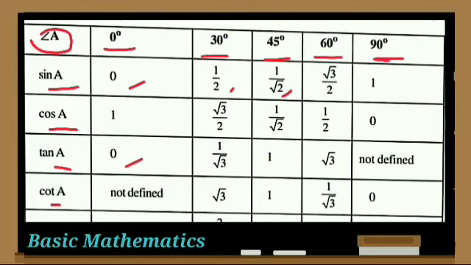Now we move to tan A. tan 0 degree equals 0, tan 30 degree equals 1 by root 3, tan 45 equals 1, tan 60 degree equals root 3, and tan 90 degree equals not defined. What is the meaning of not defined? The meaning of not defined is infinite, that we cannot define the infinite term.